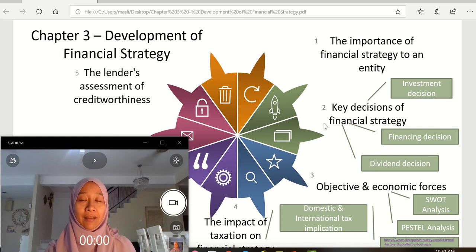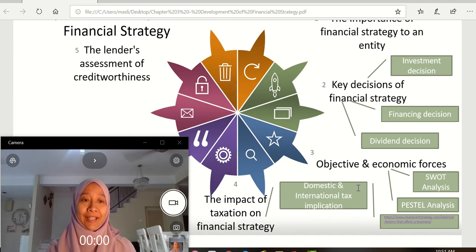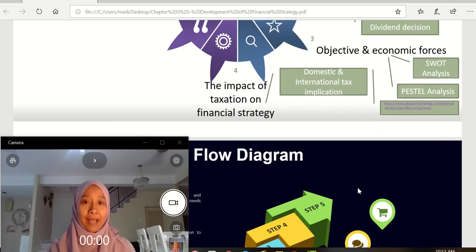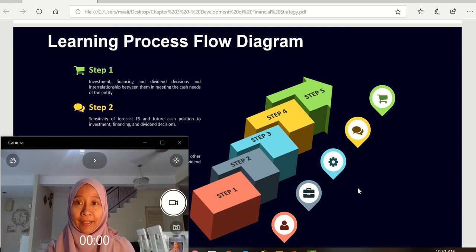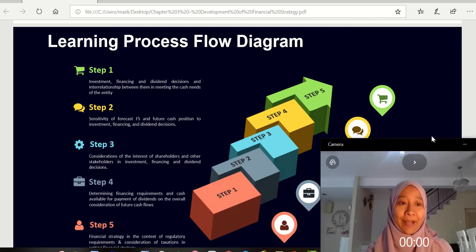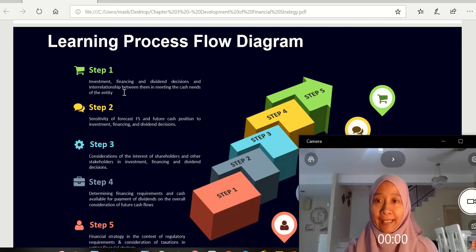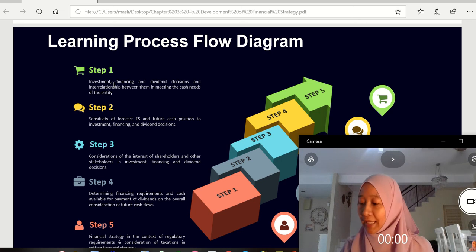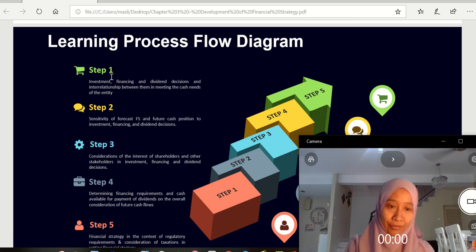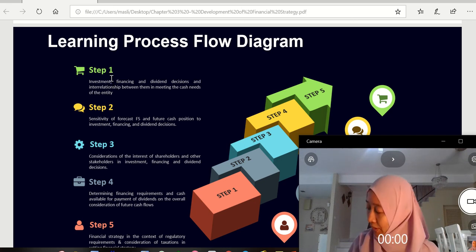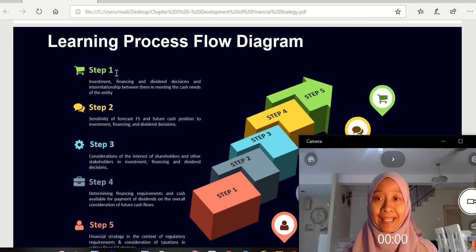So these are, I think, the major key elements that you're supposed to learn in this chapter. But now let's look at the learning process flow diagram that I prepared for you. Step 1, if you can see clearly. If you want to look at the textbook, I retrieved the points from page 88.